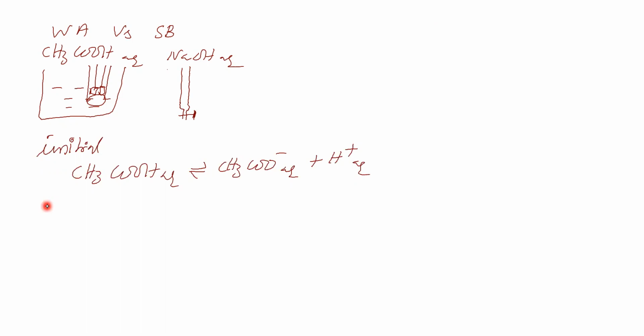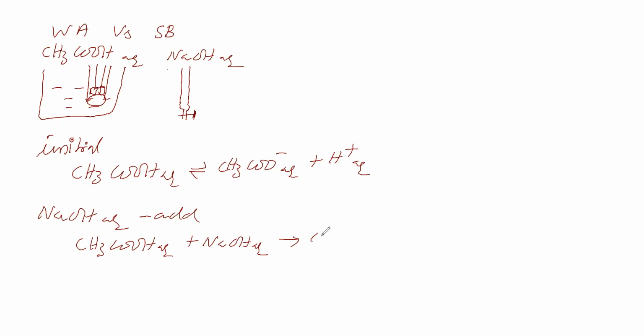Next we will add the burette solution. Let us add sodium hydroxide solution from the burette to this vessel. A chemical reaction takes place. Acetic acid reacts with the sodium hydroxide to give salt and water. Since it is a salt, it undergoes complete ionization, so it gives acetate ions and Na plus ions.